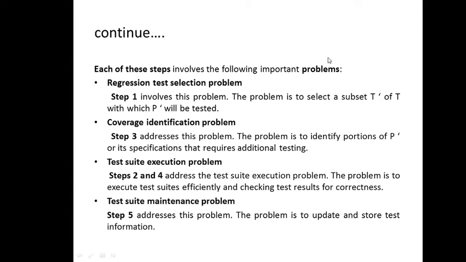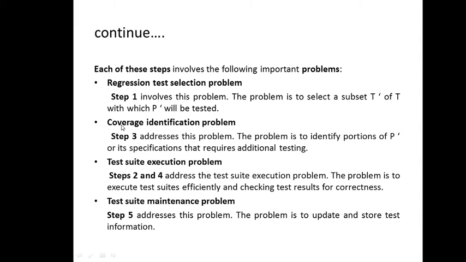Then what are the problems associated? We said there are problems associated with the selective retest technique. The first problem is the regression test selection problem. In step 1, we are supposed to select T', a subset of T, to check P'. So the major problem is selecting these test cases. This is one of the major problems.